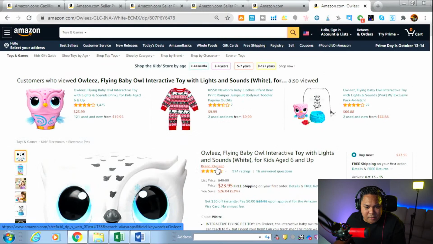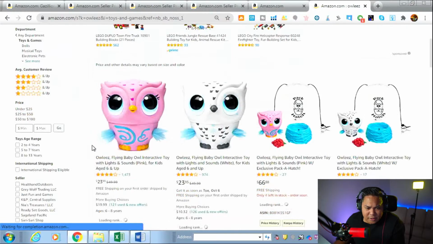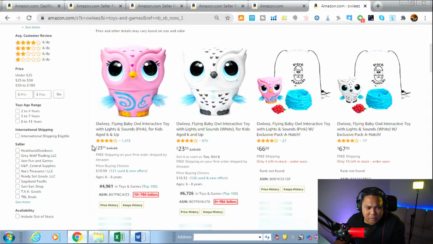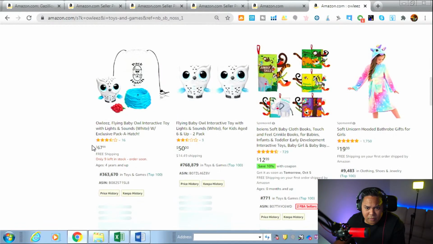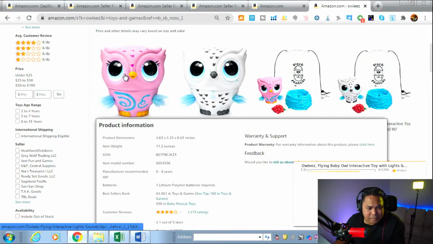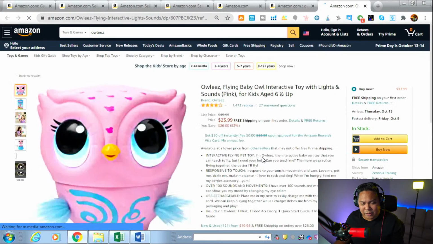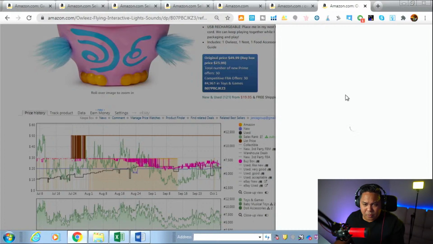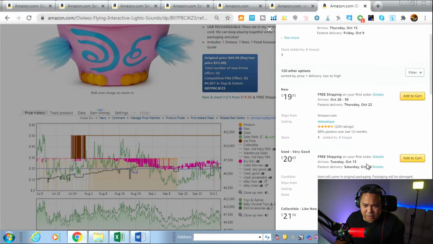Owlies. Let's actually take a look at the brand itself, see if they have more listings that Amazon doesn't sell. Yeah, look at that. It's a pretty hot toy right now. I don't even know what this is. Yeah, we can add it to the list. But I doubt it because Amazon's already selling it and they're selling it for 29. I don't even know if these guys are profiting from it unless they're mega sellers. No, not even mega sellers. 19. Yeah, it's worth it. We'll contact them.